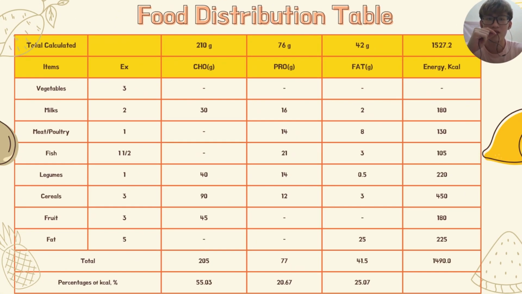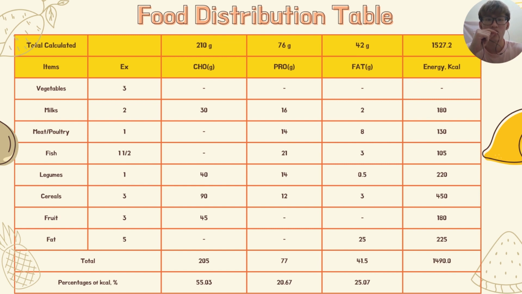From the previous calculation for macronutrient requirement, we know that the carbohydrate required is 210 grams, protein is 76 grams, and 42 grams of fat. The meal plan for her includes 3 servings of vegetables and 2 servings of milk, providing 30 grams of carbohydrate, 16 grams of protein, and 2 grams of fat, with a total of 180 kilocalories.